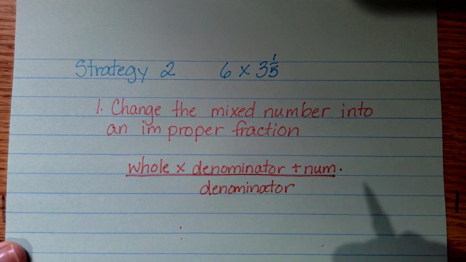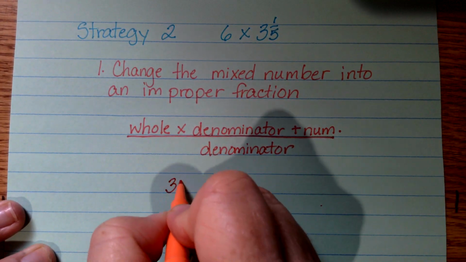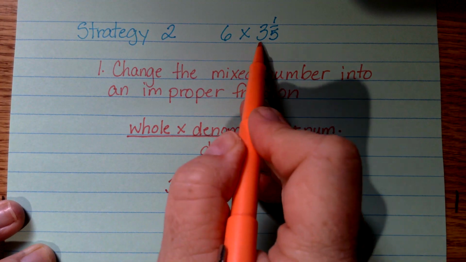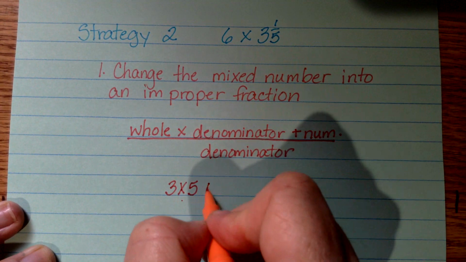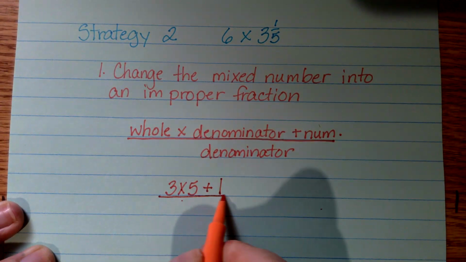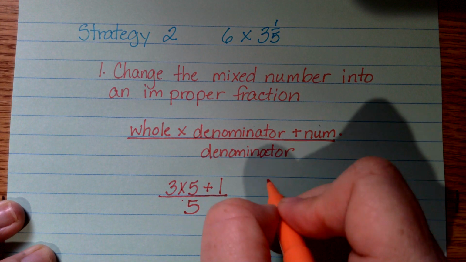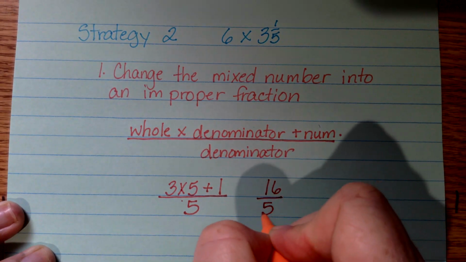For 3 and 1/5, it's going to be 3 times 5. This is our whole number, our denominator. Now we have to add our numerator, which is 1, and we're going to put that over 5. 3 times 5 is 15, plus 1 is 16. This becomes 16/5.